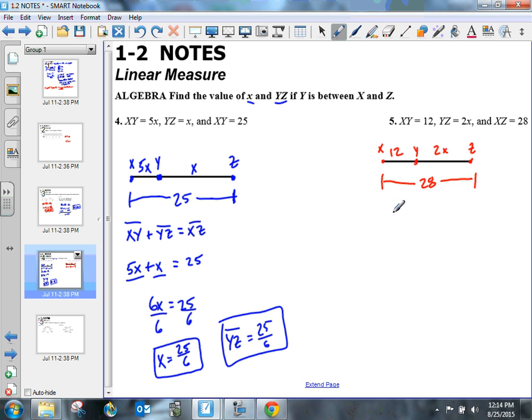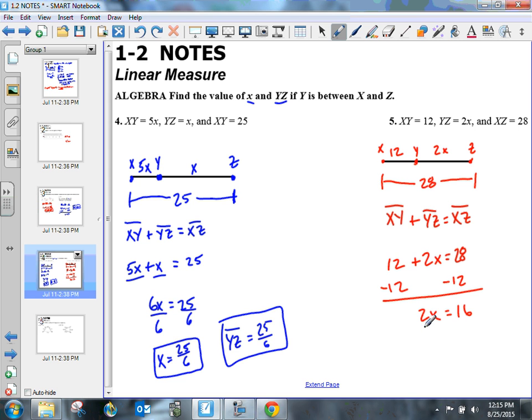I know this by the segment addition postulate: XY, that length, plus YZ, this other length, gives me the total length, XZ. So for XY, I'm going to substitute in 12. For YZ, I'm going to substitute in 2x. And for XZ, I'm going to substitute in 28. Now I'm going to solve for x. If I subtract 12 from both sides, I end up getting 2x is equal to 16. I'm going to divide by 2 on both sides, and so I get x is equal to 8.